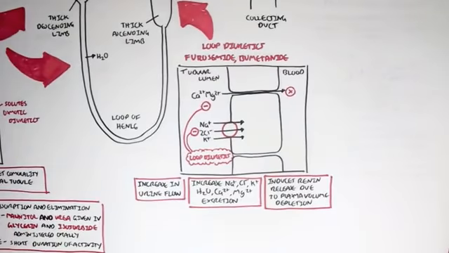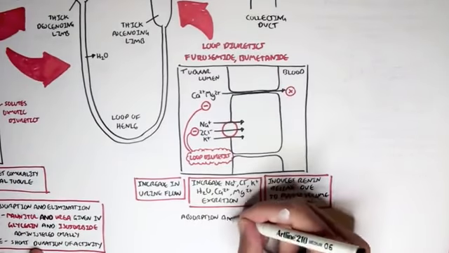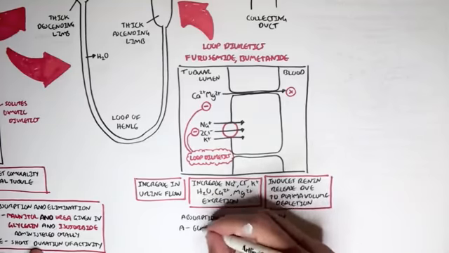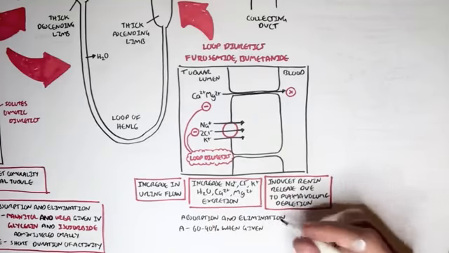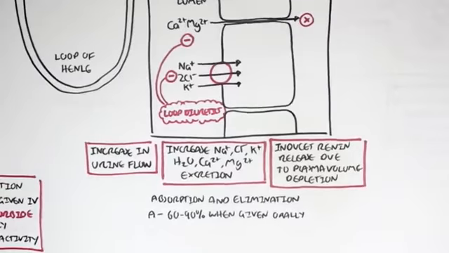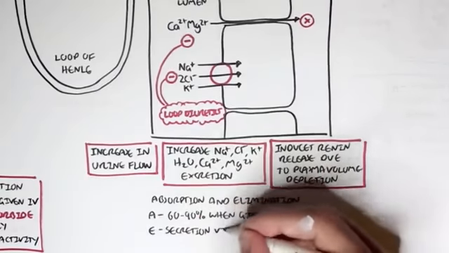For the absorption and elimination of loop diuretics, about 60 to 90% is absorbed when given orally, and they are eliminated by being secreted via the proximal tubule.